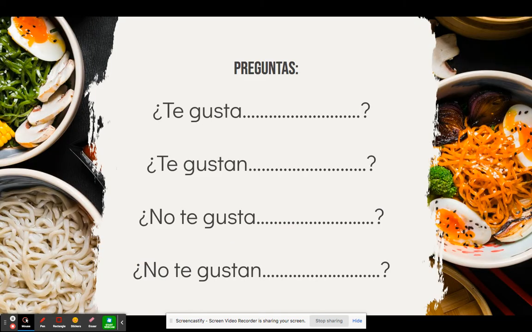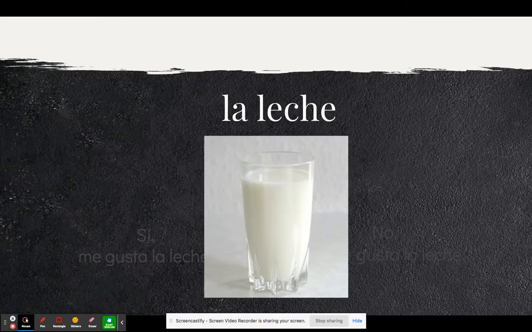So here are our questions, and we will get to these in just a little bit. If you were to ask someone if they like something, you would say, ¿Te gusta? Let's try just bananas again. ¿Te gusta el plátano? If you were asking them if they like lots of bananas, you'd say, ¿Te gustan los plátanos? And if you were asking them, don't you like? ¿No te gusta el plátano? ¿No te gustan los plátanos? We'll see this a little bit more later. But I just want you guys to see it in question form too.